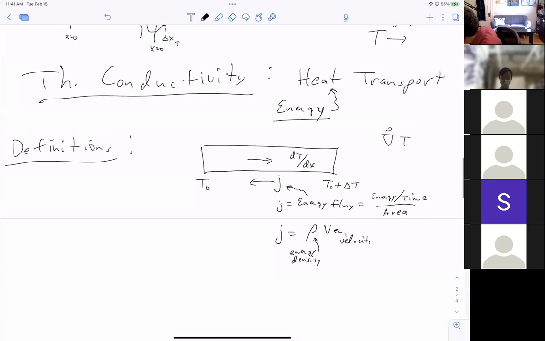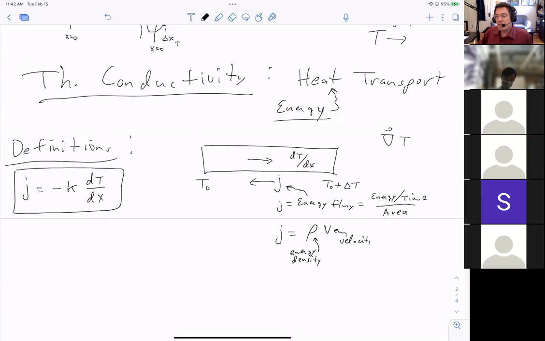So the definition of thermal conductivity is this. We can write that J is equal to minus kappa dT/dx. That is the definition of thermal conductivity: the energy flux is proportional to the temperature gradient in a material, and the constant of proportionality is the thermal conductivity.